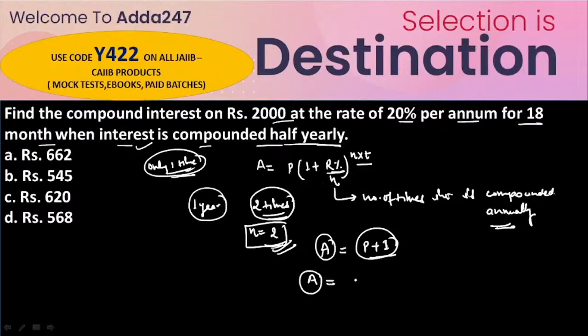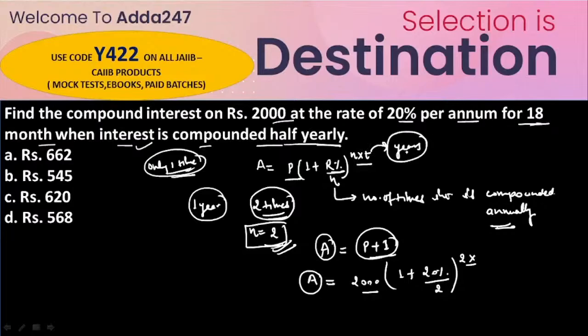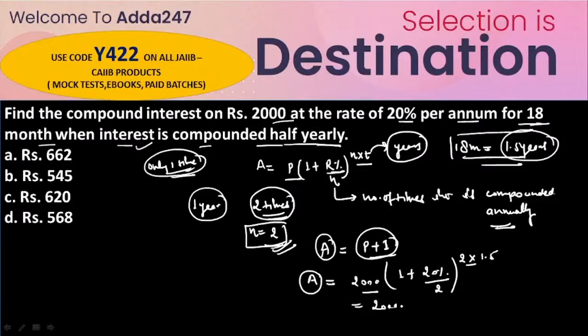The principal is 2000 rupees. Now put the values here. The rate of interest given is 20%, so write 20% divided by 2 because interest is compounded half yearly, and it is to the power of 2 multiplied by the time period. We consider the time period in years. If 18 months is given, that is 1.5 years, because 18 months equals 1.5 years. So write 1.5 here, and then solve the question like this.